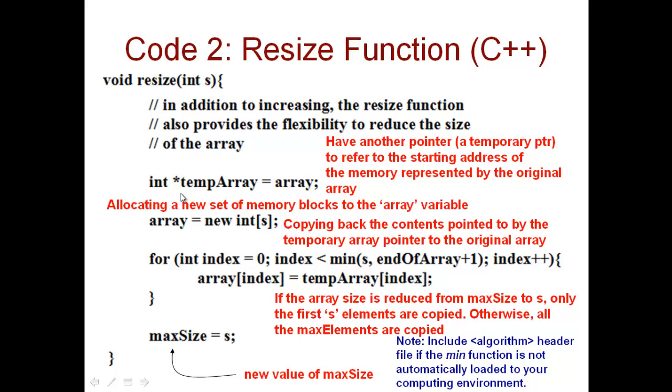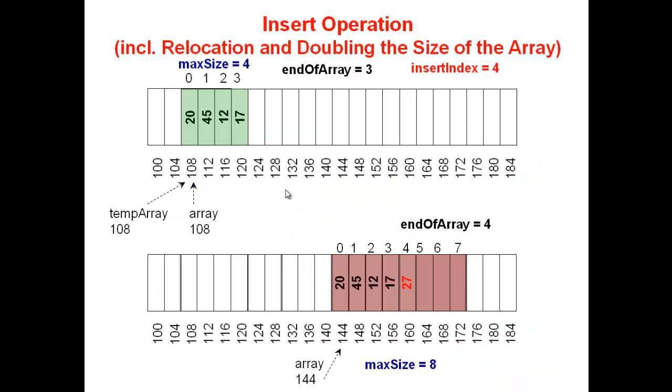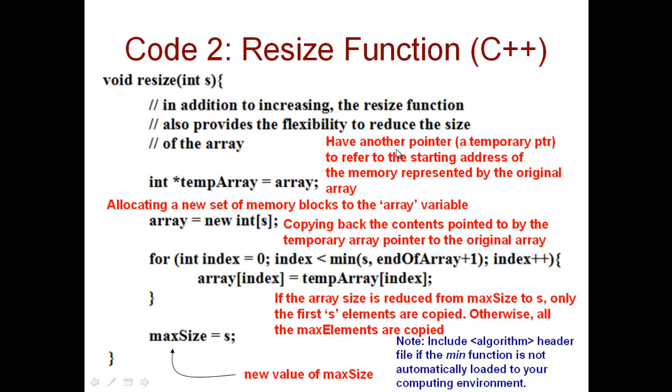When I say int star temp array equals array, temp array will be somewhere stored in memory and its value will also be this 108, the base address. So now I have two handles to this block of memory. So I can redirect this array pointer variable to some other memory address. That's what I'm going to do.